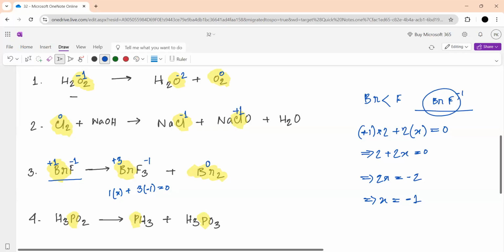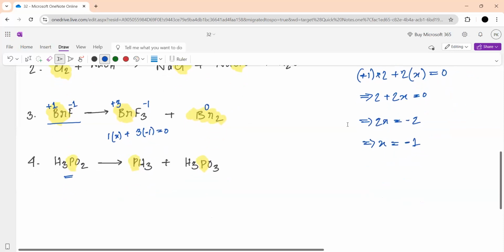And in the fourth one, what will be the oxidation number for phosphorus in the reagent side here? It will be -6. How? No, it will be -12. What? Maybe hydrogen is 3. Please tell me the equation. Just tell me the equation first.